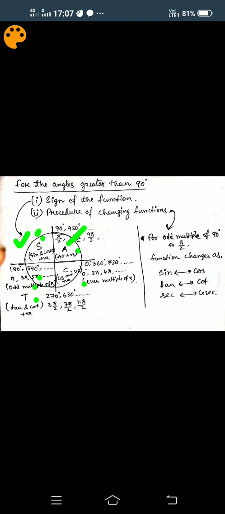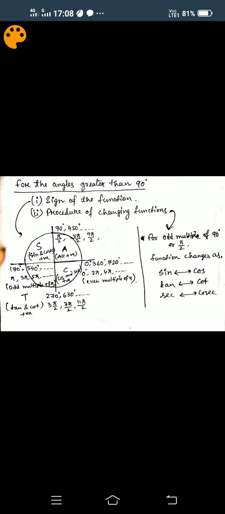There is another trick, ASTC. Just see this one, ASTC. A is in the first quadrant, that means all are positive. S in the second quadrant, that is sine and its reciprocal cosec will be positive. T for tan and cot, and C for cos and sec are positive. Now we can find the sign of the functions depending on the angles.